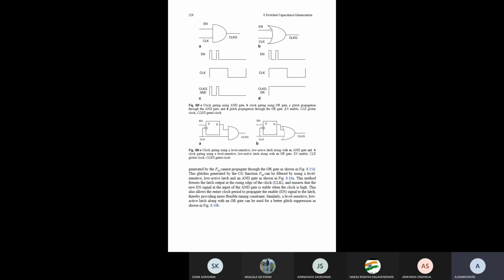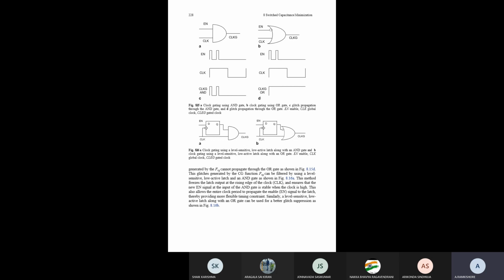So the glitch generated by the gated function circuit cannot be propagated through the OR gate. The glitches generated by the CG function can be filtered by using a level sensitive or level active latch and the AND gate. That will be shown in the figure below.